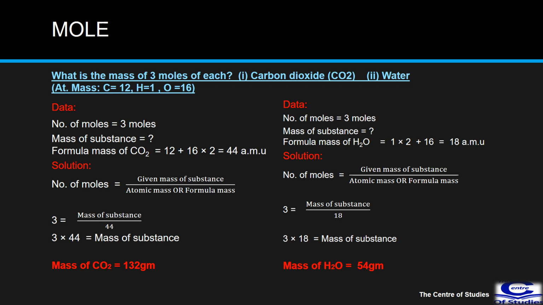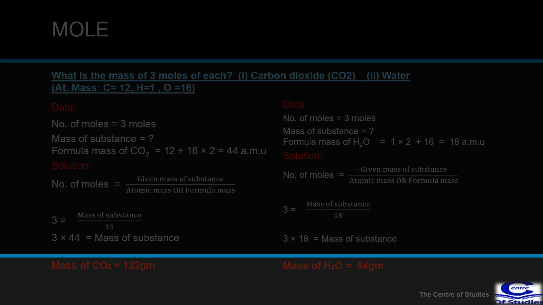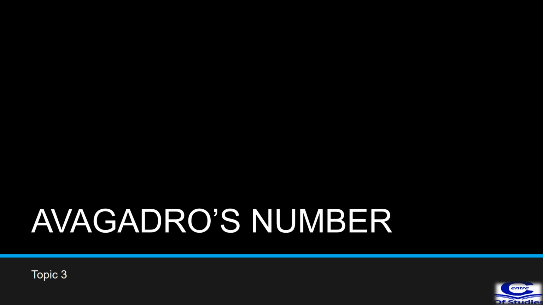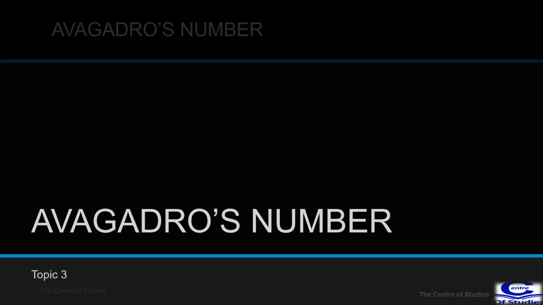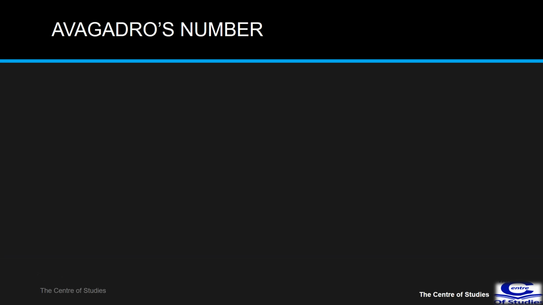So 3 moles of water contains 54 grams. Moving to the third topic, Avogadro's number. This number is proposed by Avogadro, which is 6.02 into 10 to the power 23. This means 1 mole of a compound or an element contains 6.02 into 10 to the power 23 particles. You can use the Avogadro number to calculate the number of molecules in a compound or element.